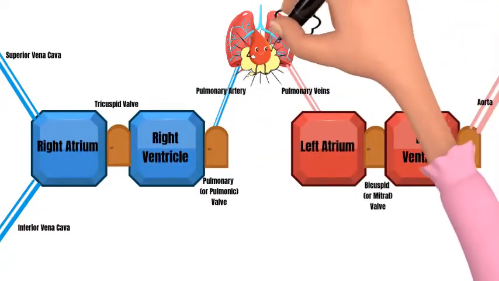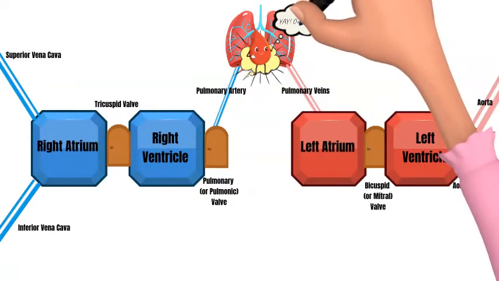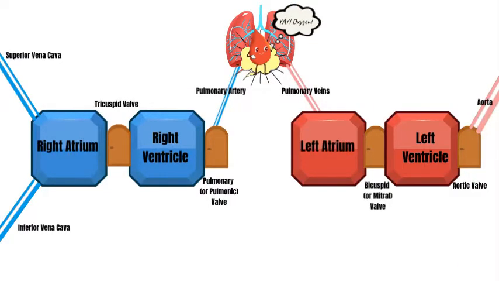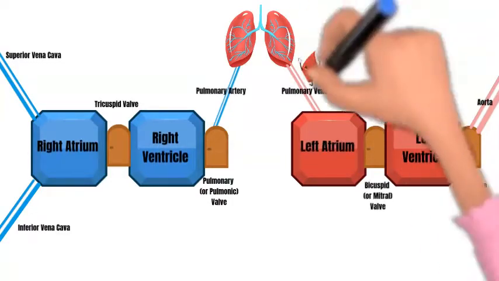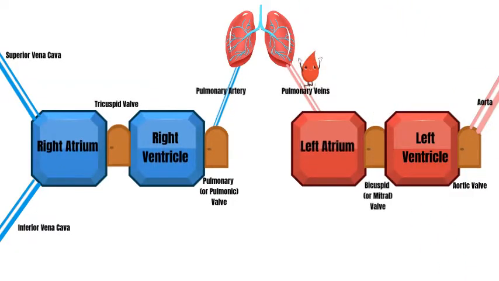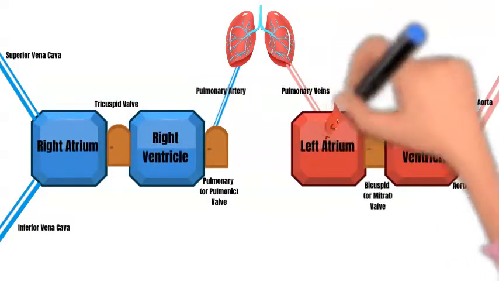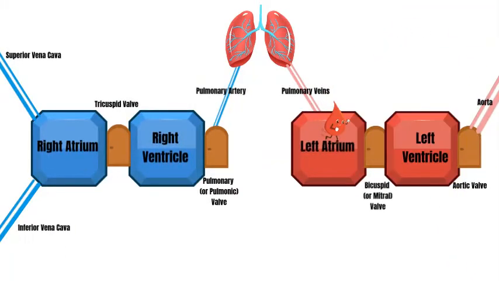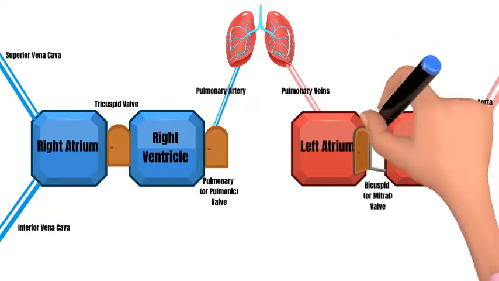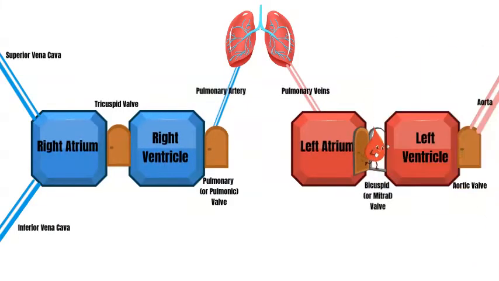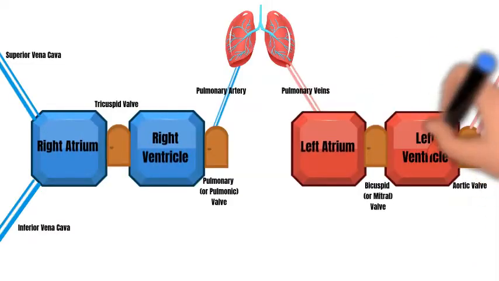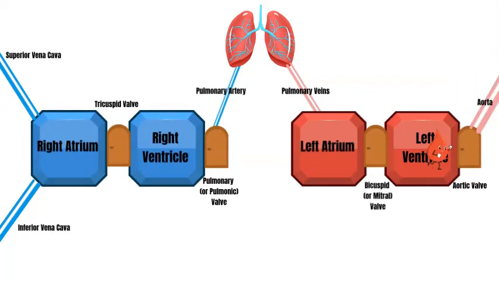But now, how does the oxygen-rich blood get to the body? Well, the blood needs to travel through our next set of hallways, which are the pulmonary veins. These veins drain the blood into the left atrium. The left atrium compresses, opening the door to the bicuspid valve, sending the blood to our very last room, the left ventricle.